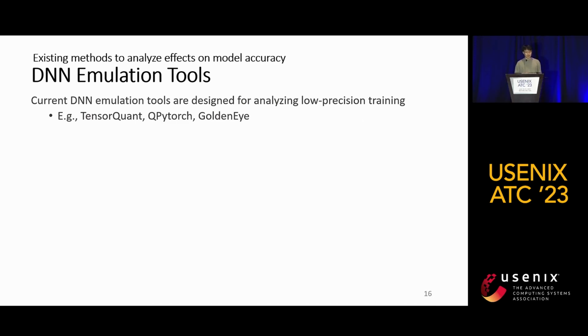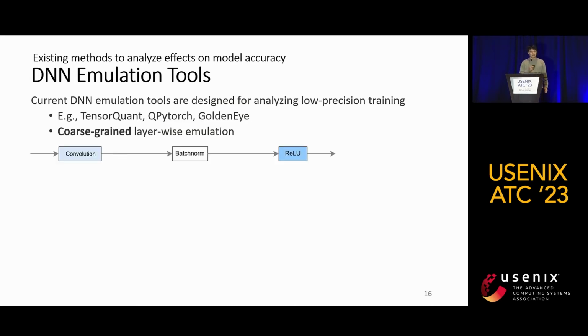Recent work have proposed DNN emulation tools that are specifically designed for analyzing low-precision training, such as TensorQuant, QPyTorch, and GoldenEye. Despite being a promising approach, current DNN emulation tools suffer from a major limitation. They emulate at the granularity of layers in DNN models. Take a computation graph. They would only convert the final result of every layer to low precision, but the actual computation of each layer is still done in FP32.